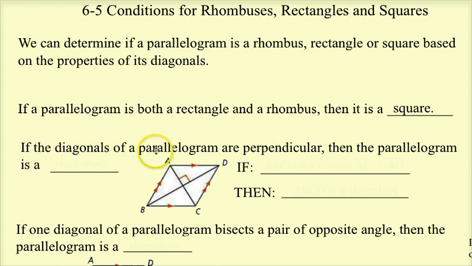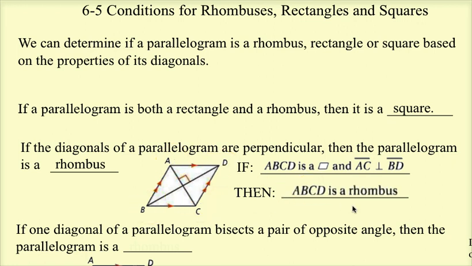If the diagonals of a parallelogram are perpendicular, then the parallelogram is a rhombus. So in this picture, ABCD is a parallelogram because the opposite sides are congruent to each other. If the diagonals are perpendicular, so if AC is perpendicular to BD, then ABCD is a rhombus. This makes sense because yesterday we learned that a rhombus has diagonals which are perpendicular to each other. So if the parallelogram has diagonals which are perpendicular, then we know that the parallelogram is a rhombus as well.